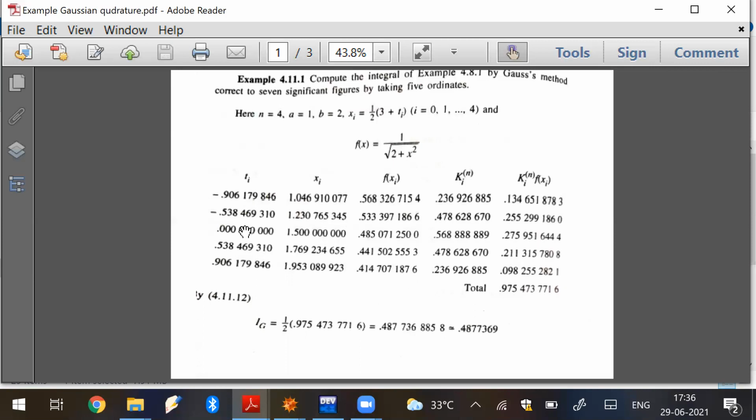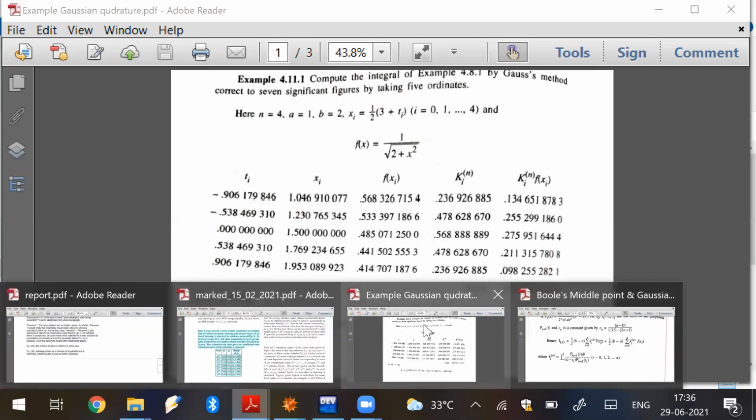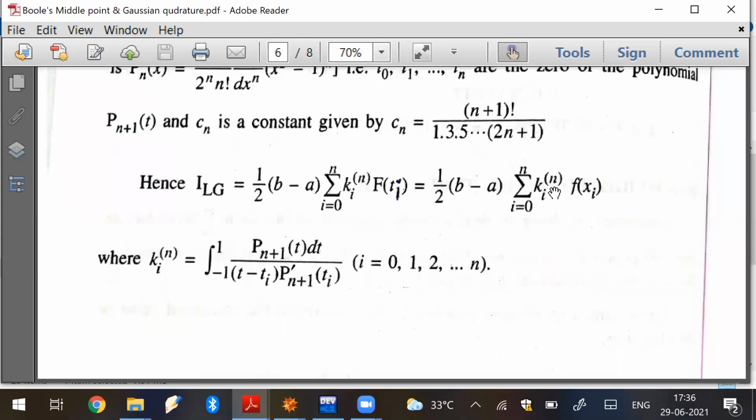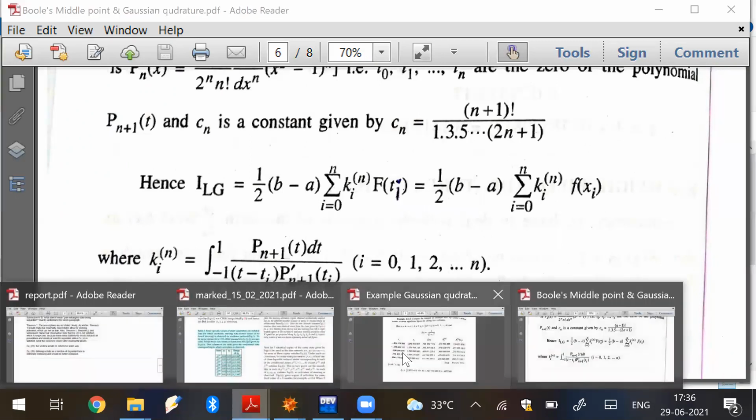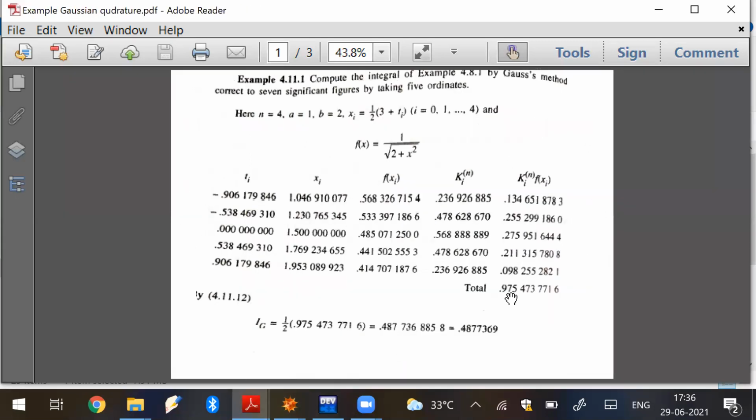So this and this you are getting here, and this f of xi you can get. Once you get this, then you want to calculate ki into f of xi, because according to the formula we have to get the summation of this ki into f of xi. With that you have to multiply half of b minus a. I need the summation of this one, so I have created this table here. Once you find the total, you just multiply with half of b minus a. Here 2 minus 1 means 1, so half into this part, you are getting this one.